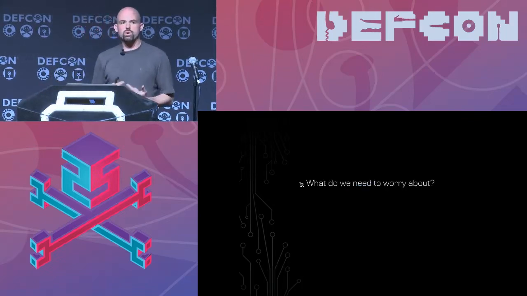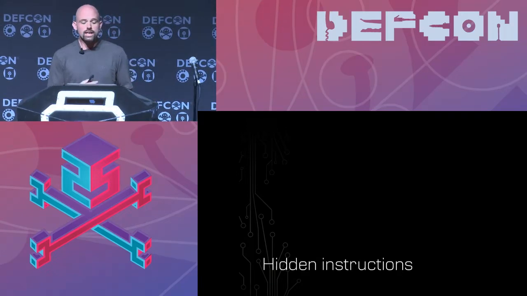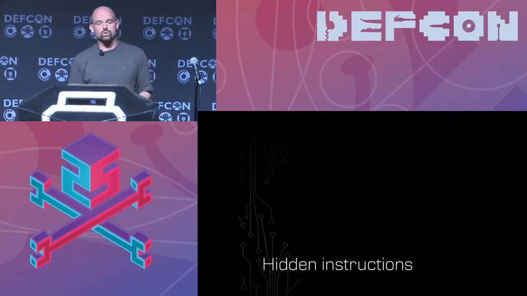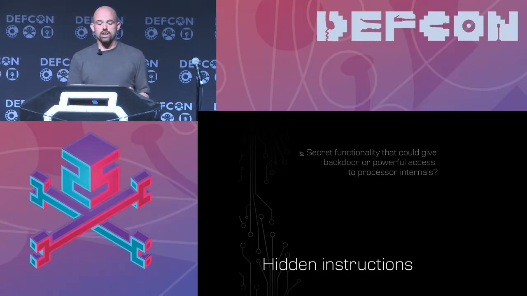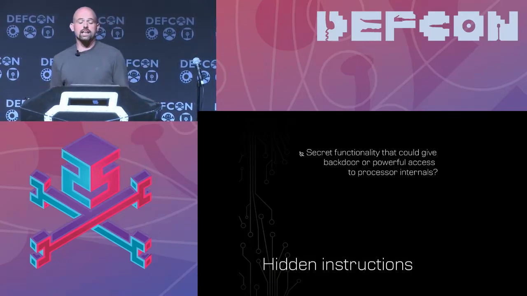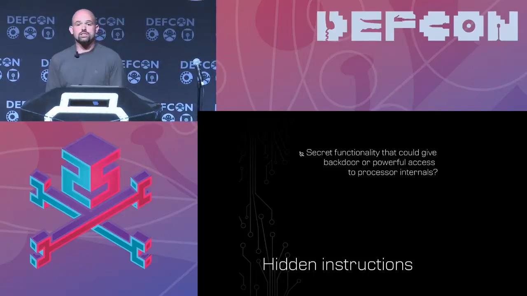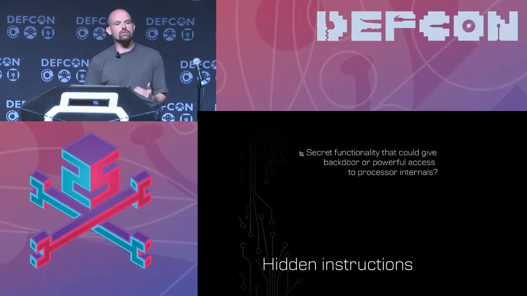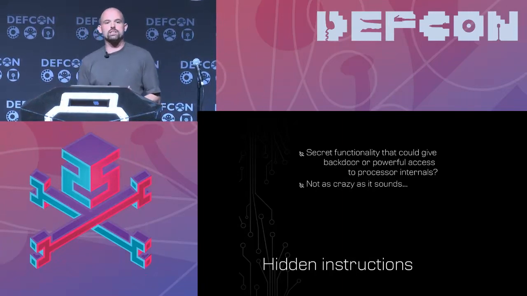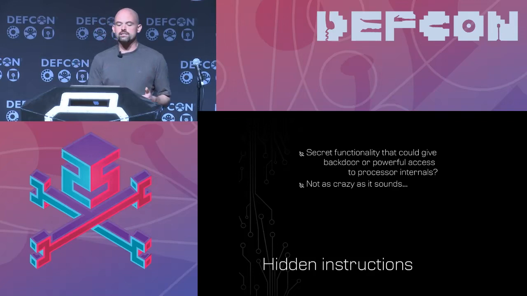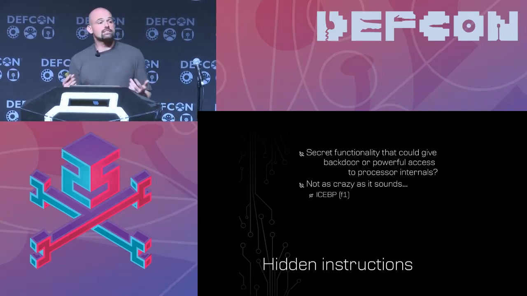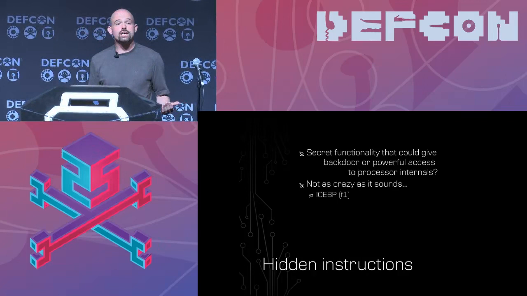So what kinds of things do we need to worry about when we're talking about trusting hardware? Well, the thing I was mostly interested in for this research was hidden instructions inside of the processor. Like maybe there's secret functionality that could give us a backdoor or powerful access to the processor internals. Now I know that sounds almost conspiracy theory-esque, but it's not all that far off from reality. There's actually some interesting historical examples of this in the x86 architecture. So for example, early x86 chips had what was called the ICE breakpoint instruction. This was an instruction that wasn't documented anywhere that would switch the processor over into a very privileged ICE mode.